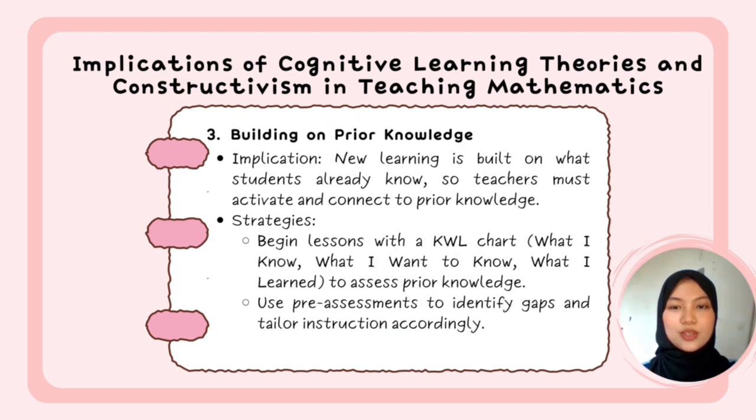And the last one is building on prior knowledge. The implication is new learning is built on what students already know. So teachers must activate and connect to prior knowledge. So the strategies that teachers can use is begin lessons with a KWL chart. What I know, what I want to know, what I learned to assess prior knowledge. Use pre-assessments to identify gaps and tailor instruction accordingly.